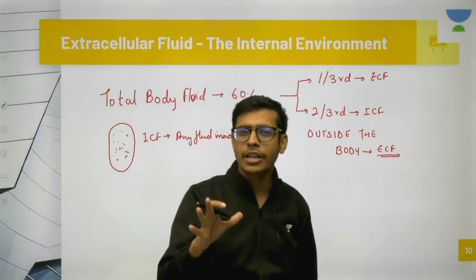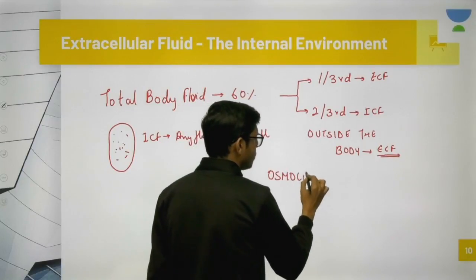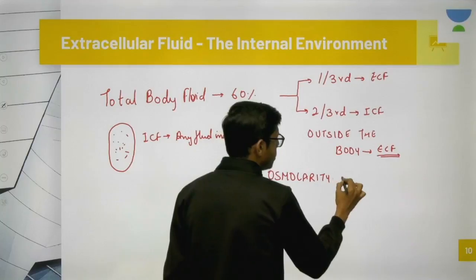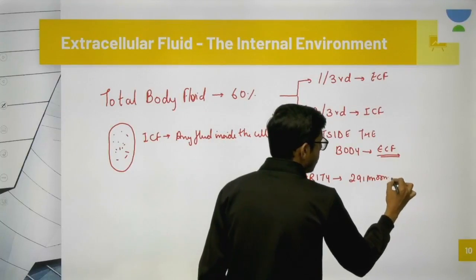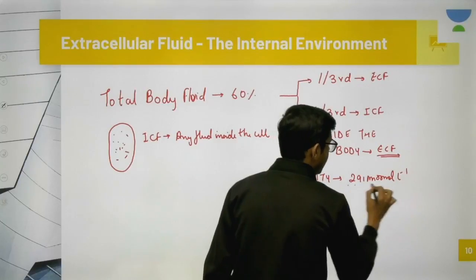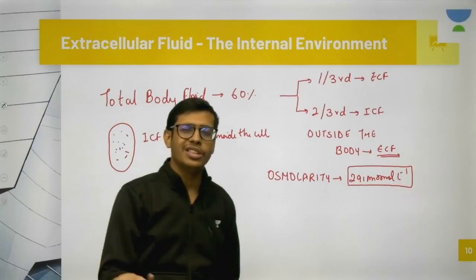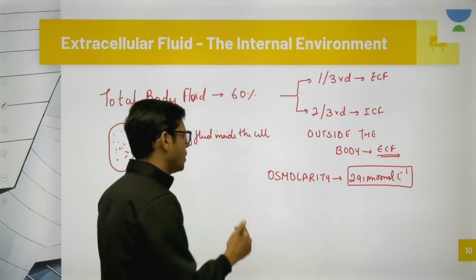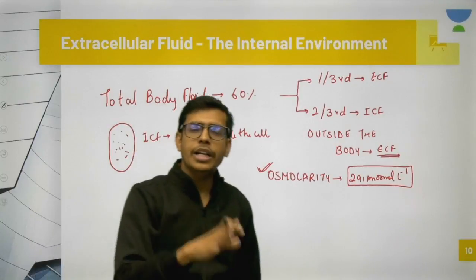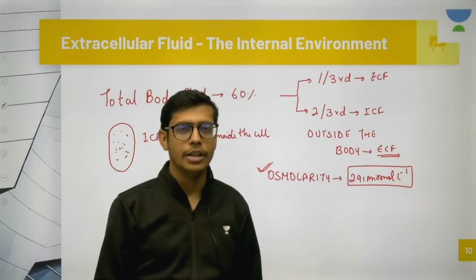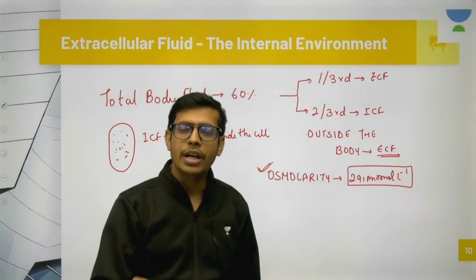We know the blood osmolarity, right? Osmolarity of blood is 291 milliosmol per liter. Again, if you round it off, it comes to 300 milliosmol per liter. So this is the osmolarity of blood, and our ECF maintains this constant osmolarity of blood. So homeostatic control is regulated by our ECF.